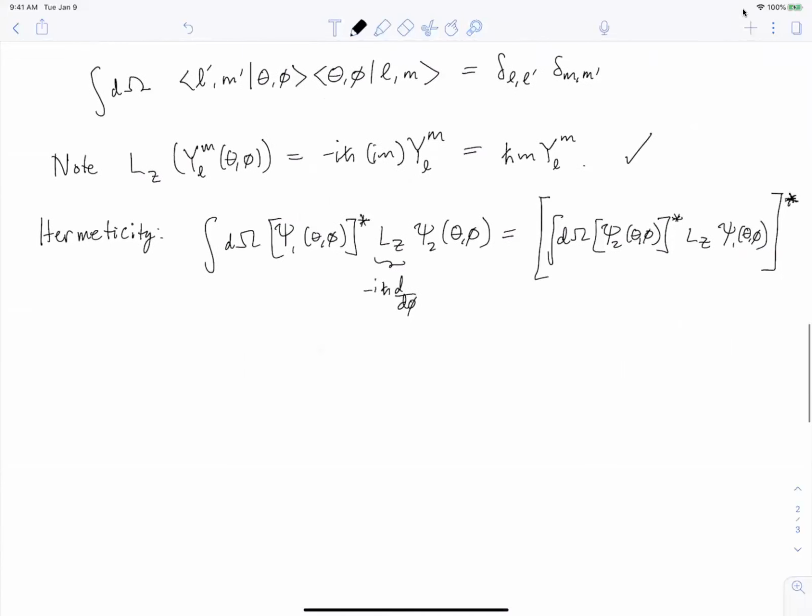Okay, so completeness, we can rewrite the statement of completeness again. Now I'm going to include the R part. This is completeness in spherical harmonic language.